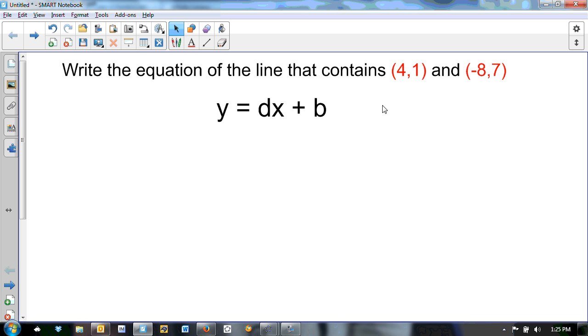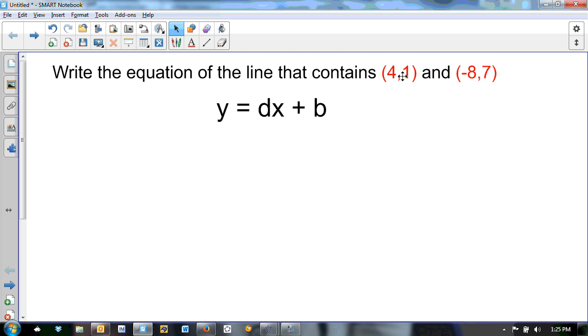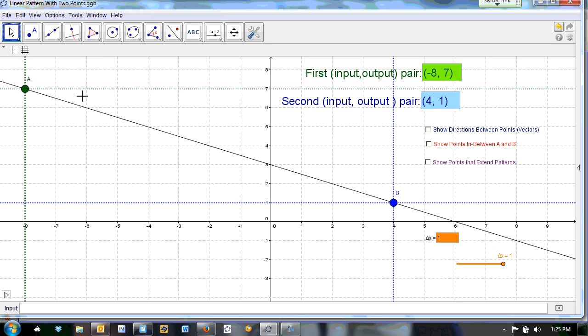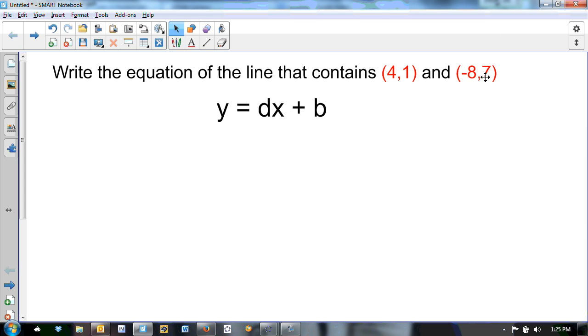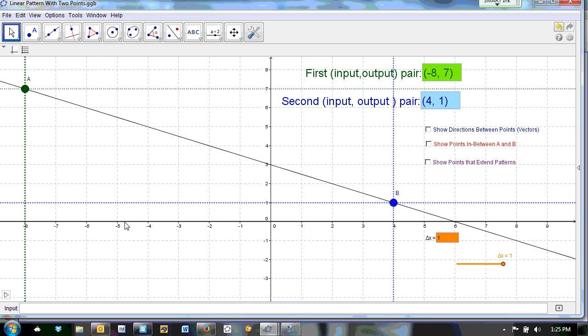So in class today, this is what we did. I gave you guys 2 points that we graphed, and then you had to figure out the equation of a line that these 2 points are on. So this is what it looks like here. One of our points is negative 8, 7, and the other is 4, 1. If we were to input negative 8 into our rule, we'd get out a positive 7. And if we were to put in a 4 into the same rule, we're going to get out a 1. So we want to find the equation of this line that contains those 2 points.